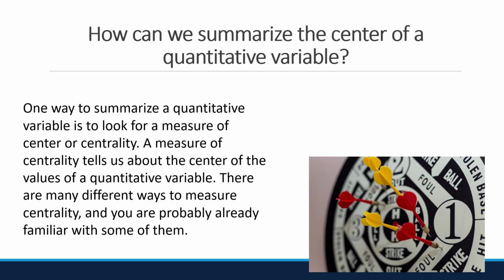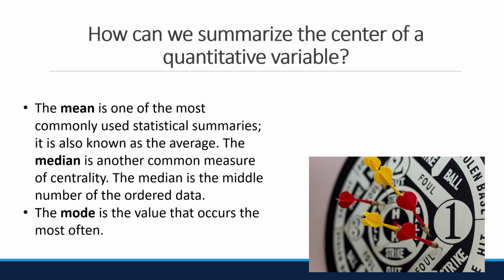One way to summarize a quantitative variable is to look for a measure of center or centrality. A measure of centrality tells us about the center of the values of a quantitative variable. There are many different ways to measure centrality, and you're probably already familiar with some of them. The mean is one of the most commonly used statistical summaries. It's also known as the average. The formula for the mean is given in the video script.